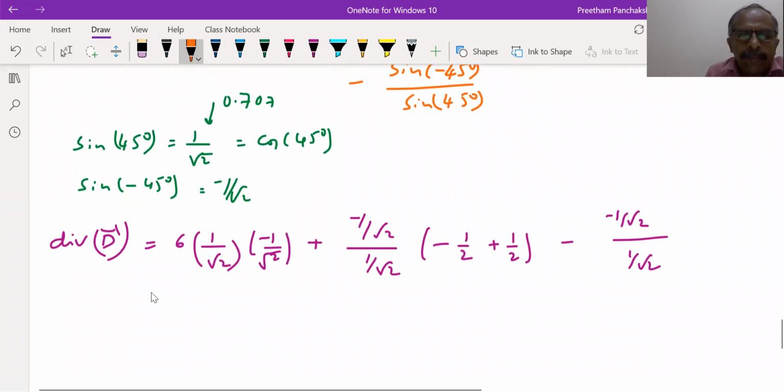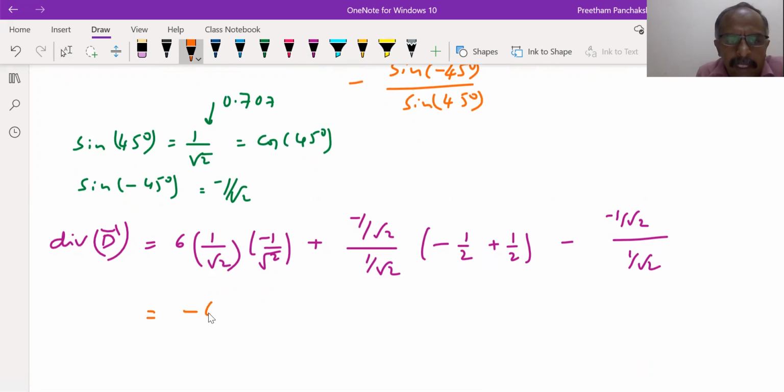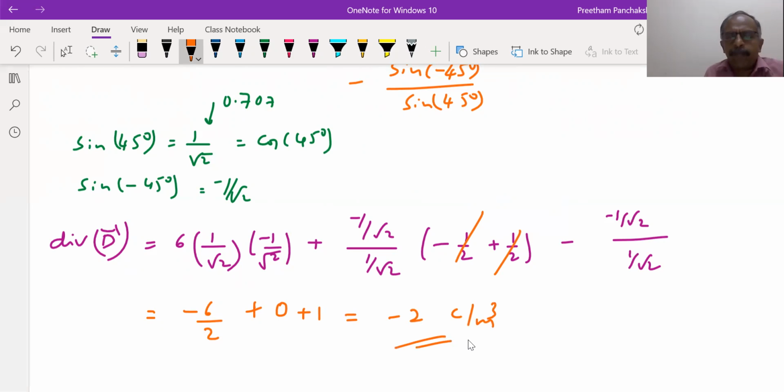So here we have minus 6 by 2. Plus half and minus half cancel to 0. And here also 1 by root 2, 1 by root 2 cancelled, we get minus 1, minus into minus, plus 1. So we will have an answer of minus 2 coulomb per meter cube. So this makes the solution of the problem given.